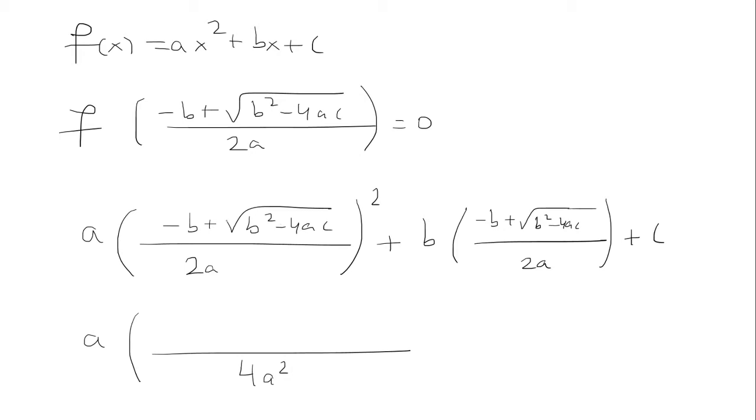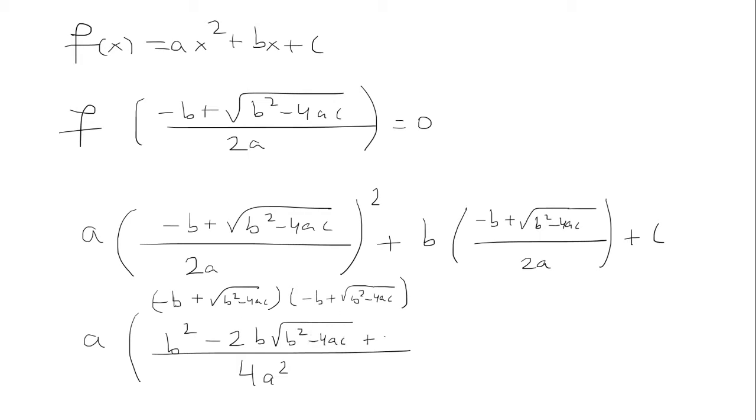And then I'm going to treat this as the opposite of b plus the square root of b squared minus 4ac times itself. So this is where you just FOIL it out. And you get b squared minus 2b times the square root of b squared minus 4ac. And then you multiply the square roots, which cancel, and you get b squared minus 4ac.